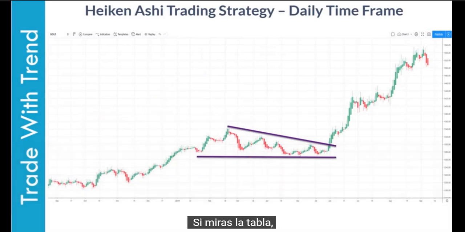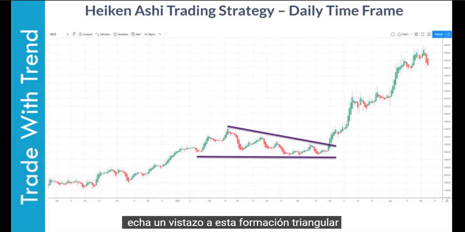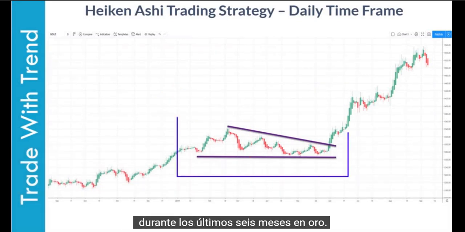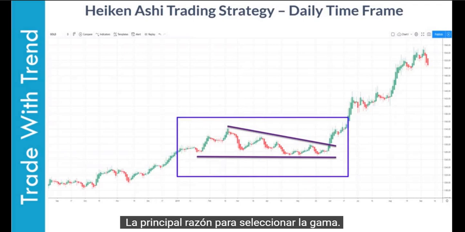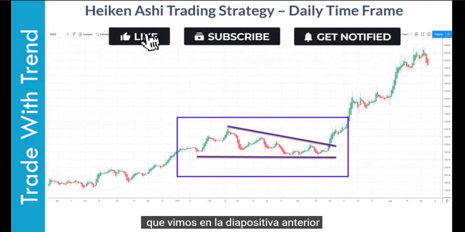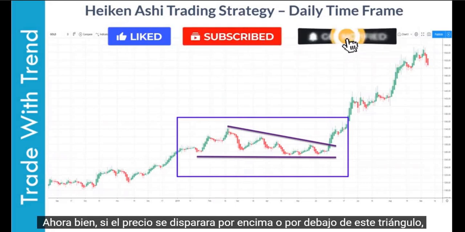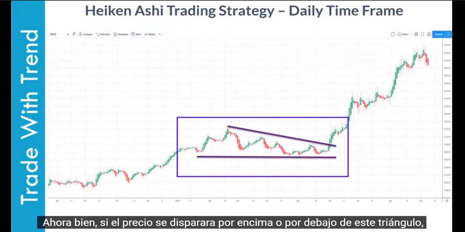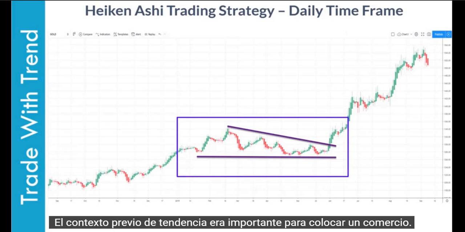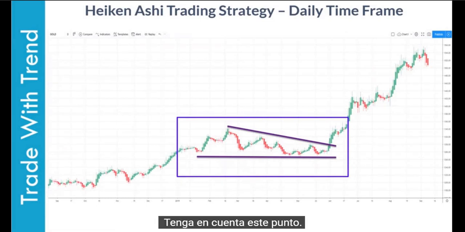If you look at the chart, take a look at this triangle formation over the last 6 months in gold. The main reason for selecting the range that we saw in the previous slide was this triangle on the chart. Now, if price were to break out above or below this triangle, prior context of trend was important to place a trade. Do note this point.